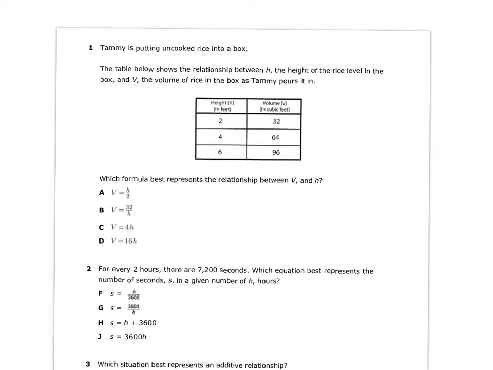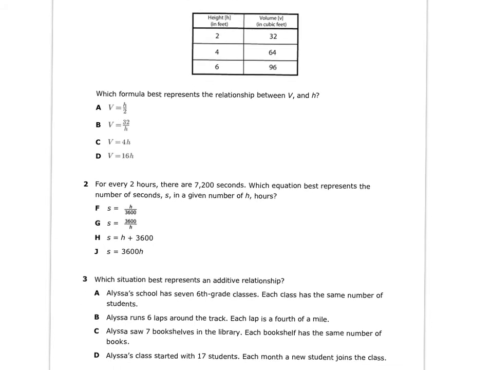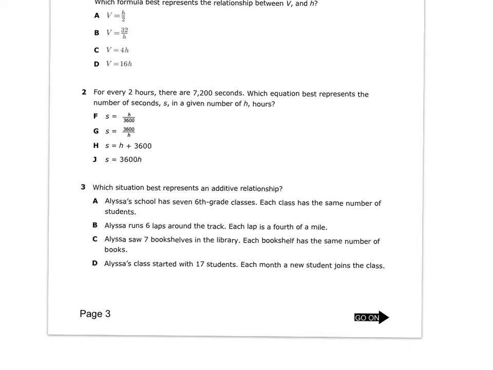Number 2, for every 2 hours there are 7,200 seconds. Which equation best represents the number of seconds, S, in a given number of H hours?